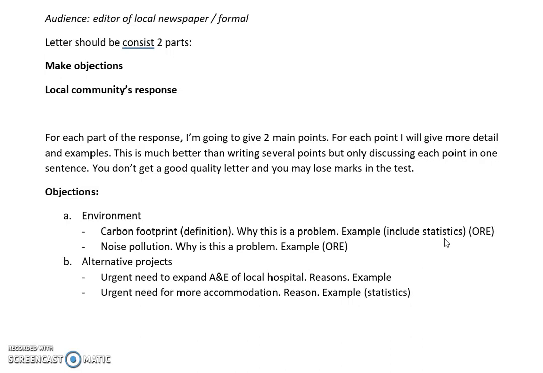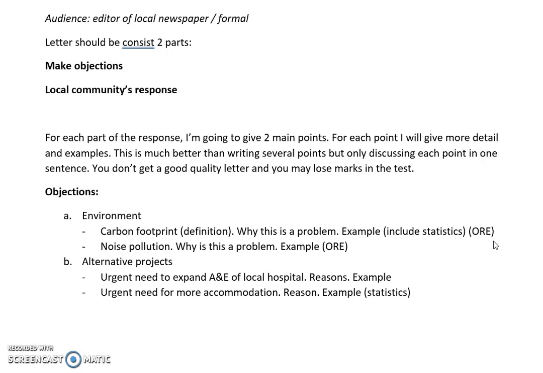If you're writing in a test, then you can just make up your statistics, because a test is just assessing your English. Nobody's going to go and check to see if your stats are correct or not. Okay, so that's one thing I'm going to talk about in my paragraph about the environment, and I've put ORE.